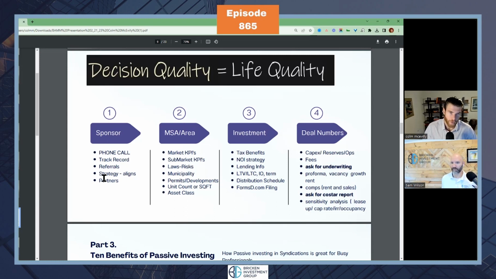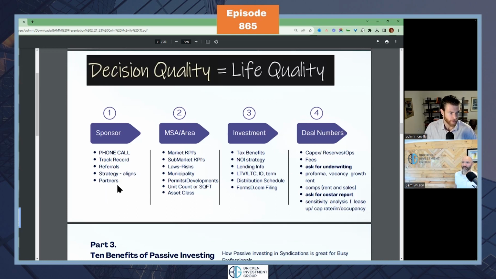And then what about the sponsor? What if the sponsor's unethical? Anybody could put 15% IRR in the Excel spreadsheet cell box. Is that actually a conservative number? Are you looking at the actual rent escalations? Is that matching the market information? So just know that deal numbers are at the end.